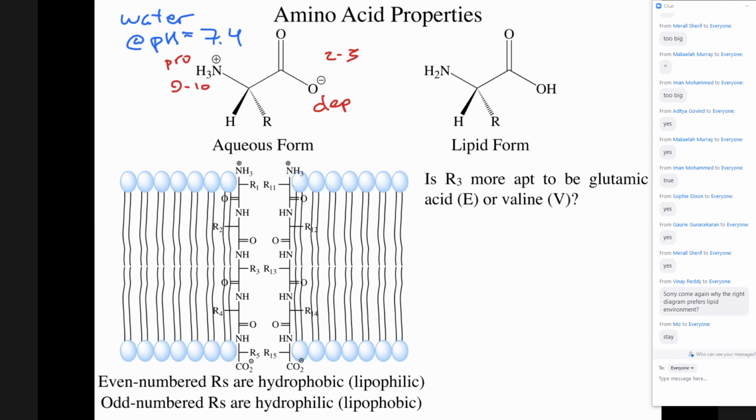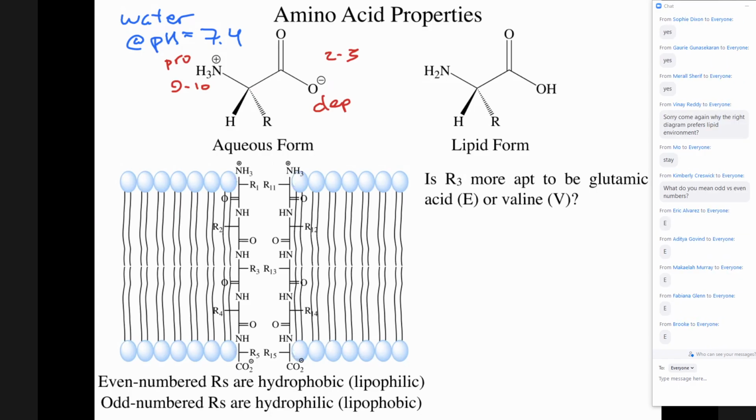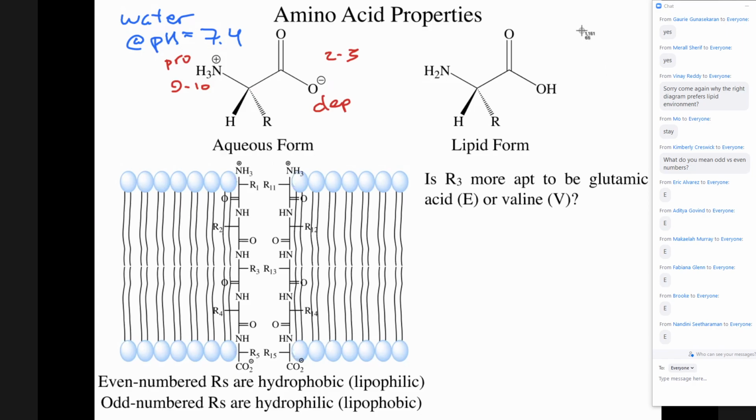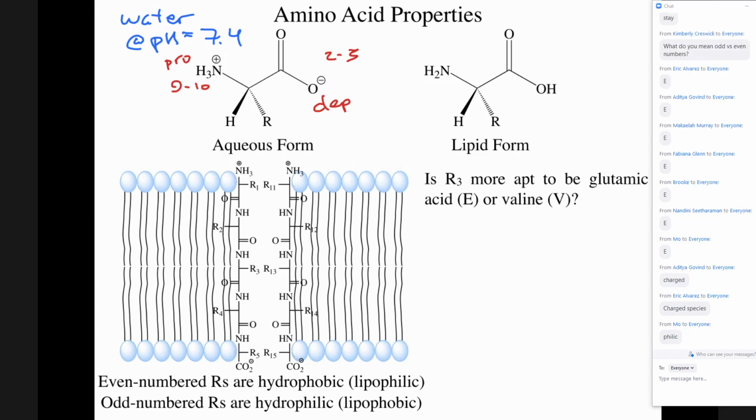So now comes time to know a little bit more about the specific amino acids. In this case, what would you predict for R3? More likely to be glutamic acid or valine? Okay, why is everybody voting glutamic acid? Charge. Okay, so seems reasonable. You want the charged species to be in the channel because the charged species is going to be more likely to be hydrophilic. Okay, so I totally agree.